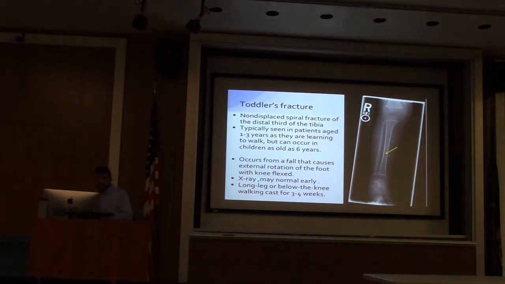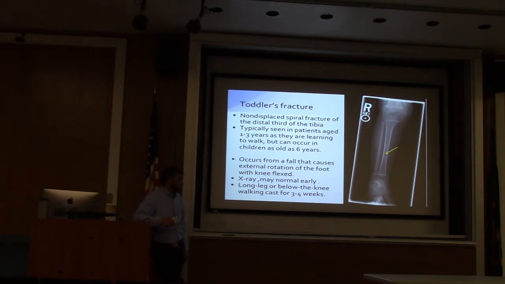So this is a toddler's fracture. It's very common in kids 1 to 3 years old. Usually it's a spiral fracture on the lower part of the shaft of the tibia. The kids start to walk, they fall, and they get this fracture. It's seen up to 6 years.